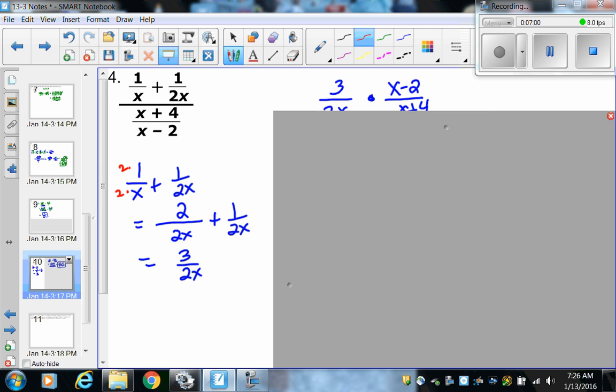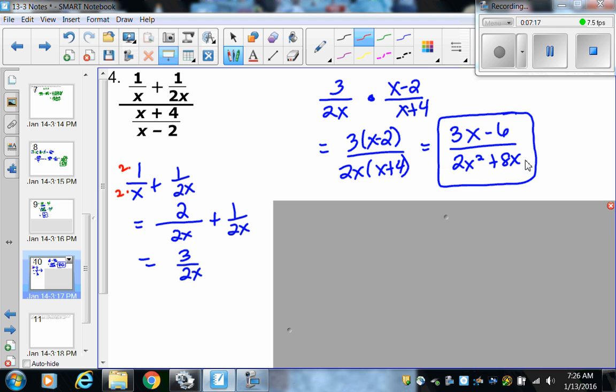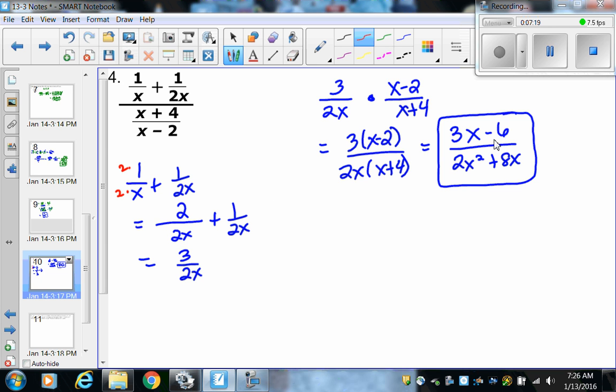And then I can use my keep, change, flip. So I kept the top the same, changed division to multiplication, and flipped the denominator. So now it's x minus 2 over x plus 4. And if you notice, nothing cancels. So then we just multiply straight across. And you are left with 3x minus 6 over 2x squared plus 8x.